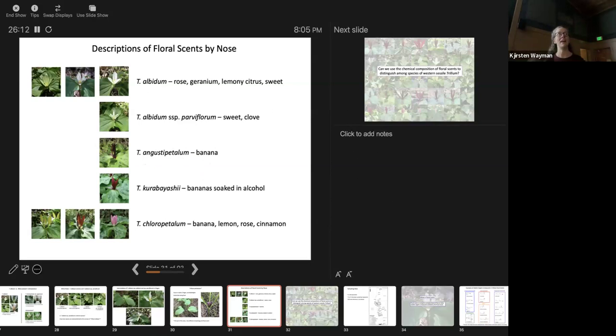And what we're going to find is that's largely due to the fact that there's much greater complexity to its floral scent. And then Trillium chloropetalum can have a variety of floral scents, anywhere from banana to lemon to rose to cinnamon, or sometimes all of that just mixed together. So they've got lots of variation, and we'll sometimes see that variation all in one plant.